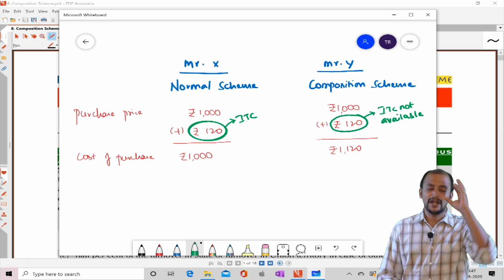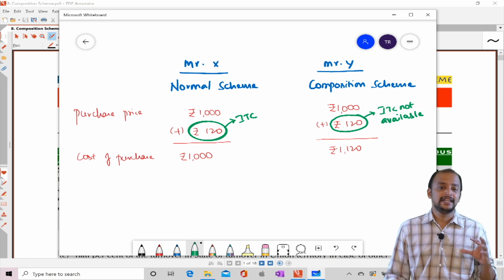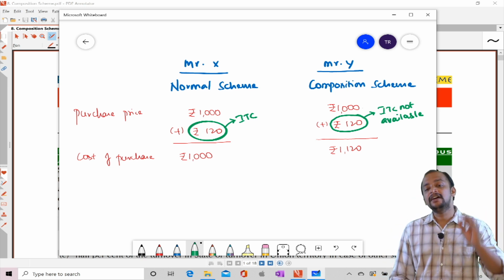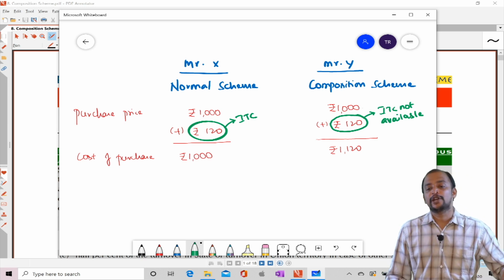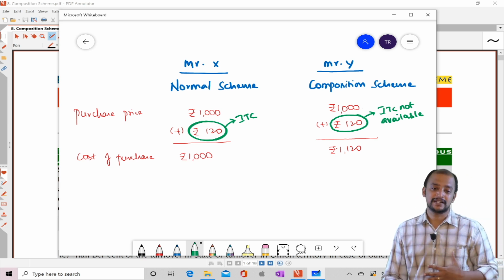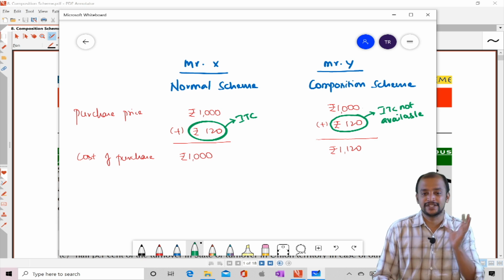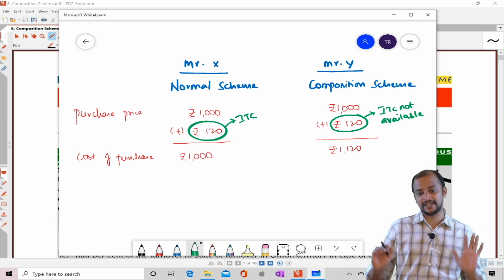So what is the one important point that you have learned in composition scheme? Whenever you are opting for composition scheme, you cannot avail ITC on your inward supplies.